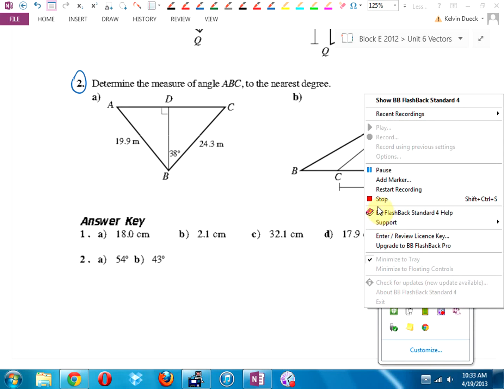Trig. Can't live with it? Yes, you can. Good stuff.